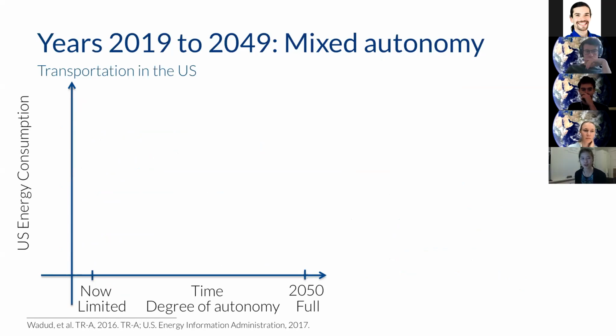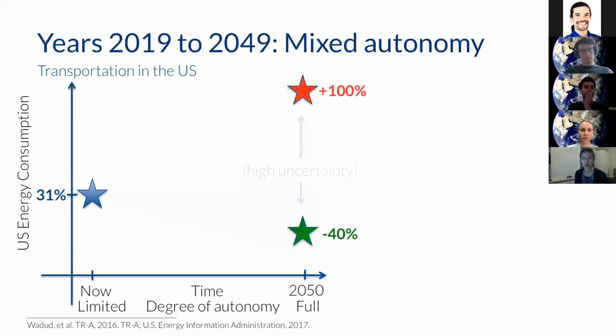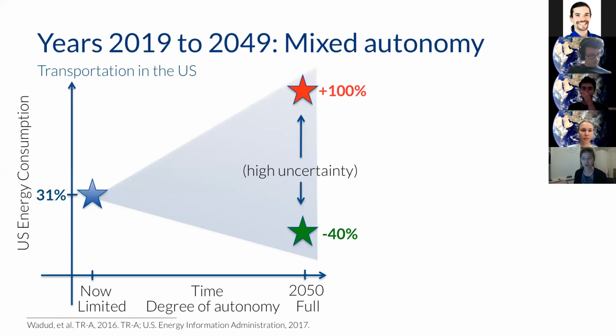But if we take a closer look, and in particular at US energy consumption, we can see where we are now. We're at 31% of energy in the US is due to transportation. And now if we look into the future, the year 2050 is made up, but that is a number that is used oftentimes for when we might expect to see full adoption of self-driving cars. And we actually see that there's a huge uncertainty. We could actually reduce energy consumption, or we could double it. And that's not exactly where we want to be headed, but that is where we see things today.